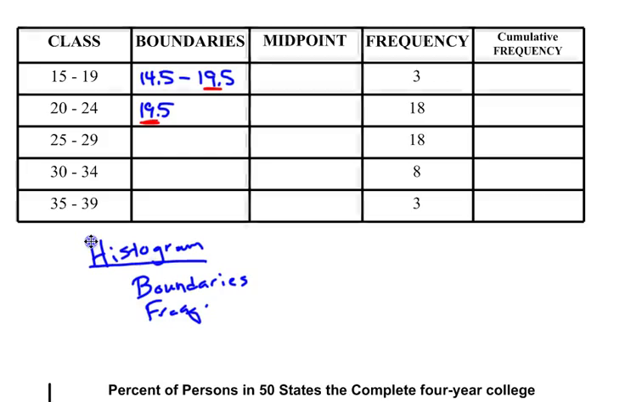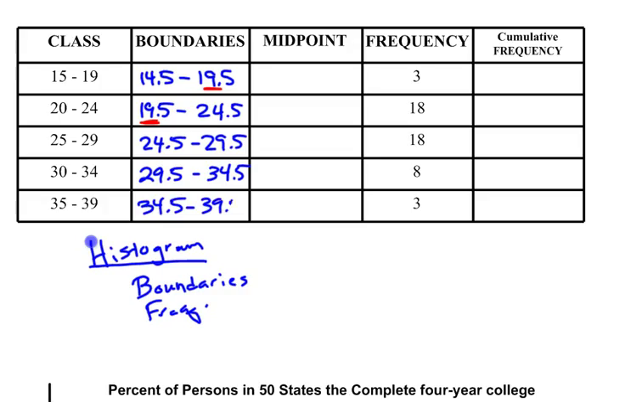So this boundary here would be 19.5 to 24.5. The next one will be 24.5 to 29.5. The next one would be 29.5 to 34.5. And the last one would be 34.5 to 39.5. These are the boundaries that we've defined for our frequency distribution, and we will now set these up into a histogram.